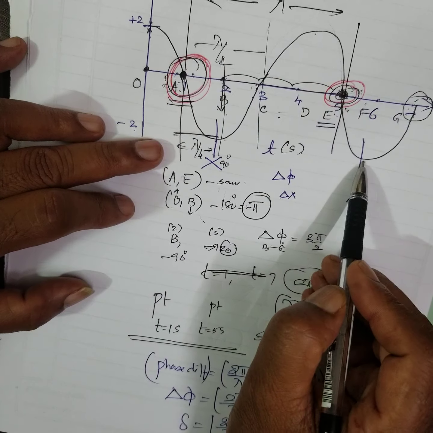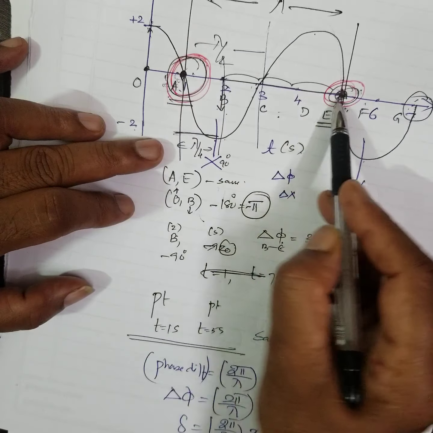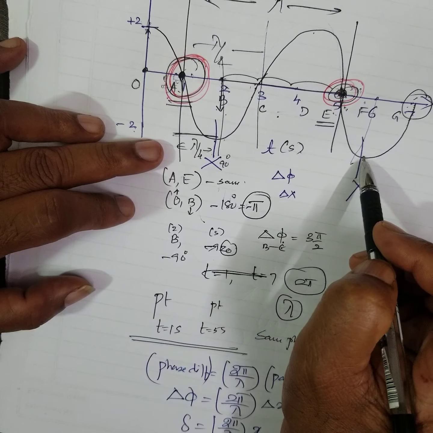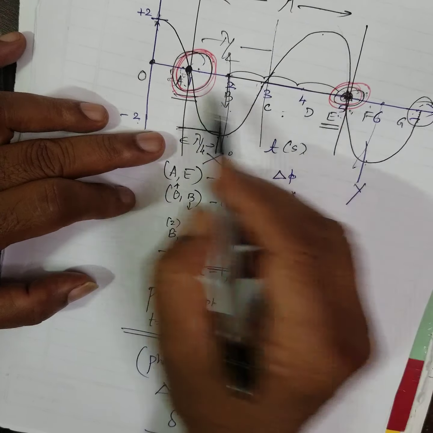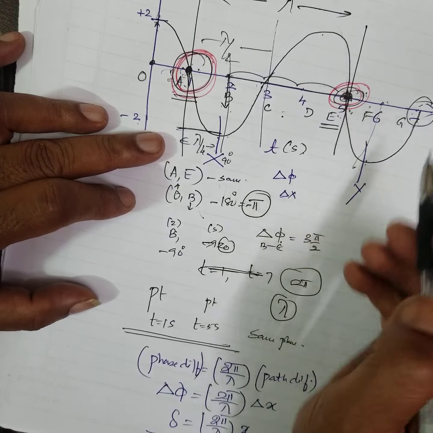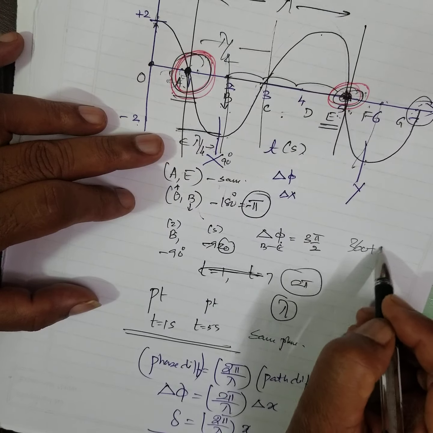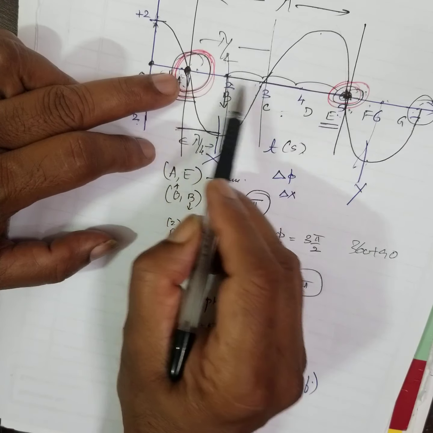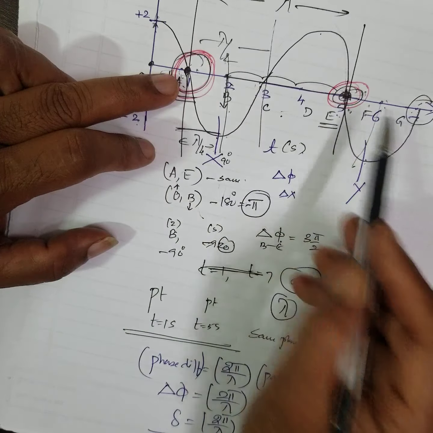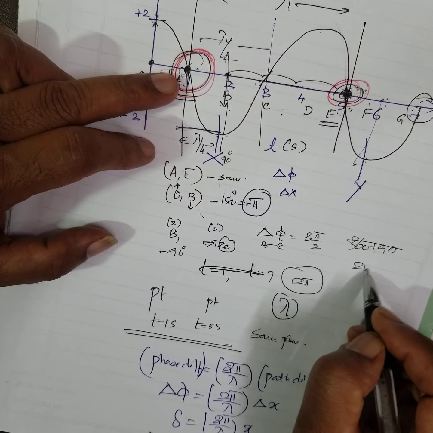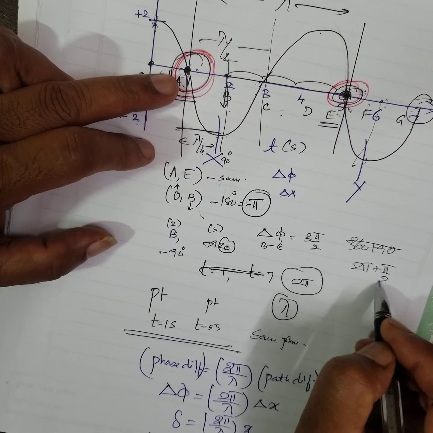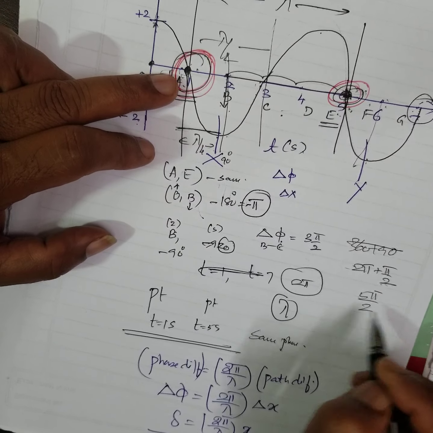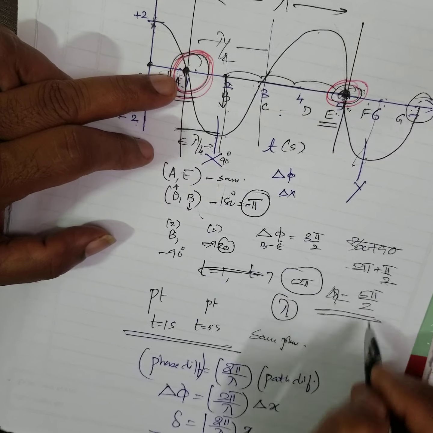Then what about this point? This is one wavelength, one lambda, plus 90 degrees. That means 360 plus 90 from here to here. Therefore, 2 pi plus pi by 2. That means 5 pi by 2. This is called phase difference.